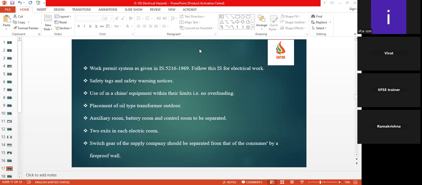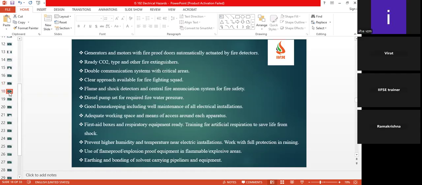And the switchgear of the supply company should be separated from the consumer by a fireproof wall to avoid the spread of fire. Then generators and motors should have fireproof doors automatically actuated by fire detectors, and CO2 type fire extinguishers should be ready for use, especially for electrical short circuits. If you use water or foam type, there is a chance of electric shock.